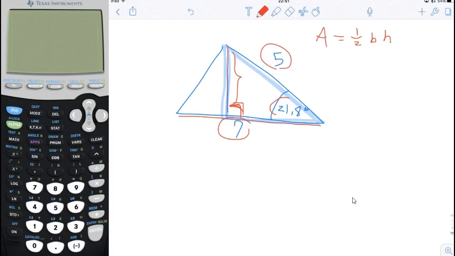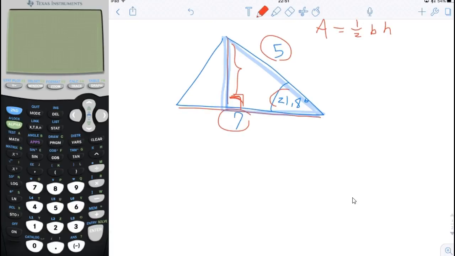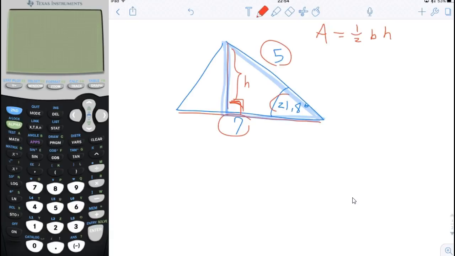Okay, so let's write out a trig formula relating the sides and the angle of this smaller triangle. I'm going to use sine, and you're going to see why. If I take the sine of 21.8 degrees, that is equal to the opposite over the hypotenuse. The opposite in this case is the height, which we don't know yet. I'm going to put small h, and the hypotenuse is 5. Then I'm going to solve for small h. So I'll get 5 times the sine of 21.8 degrees.